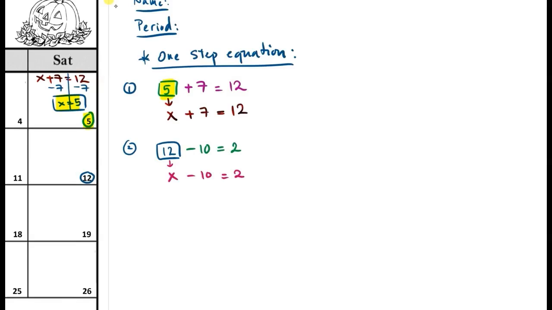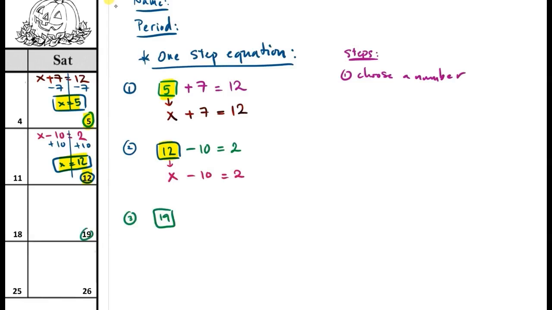Just in case you still don't get it, here are the steps. Step 1, choose a number. You don't have to write this down. Let's say the next one I choose is 19. That's your problem 3. Now write this down: 19. Choose a number. Step 2, what do you want to do with it?